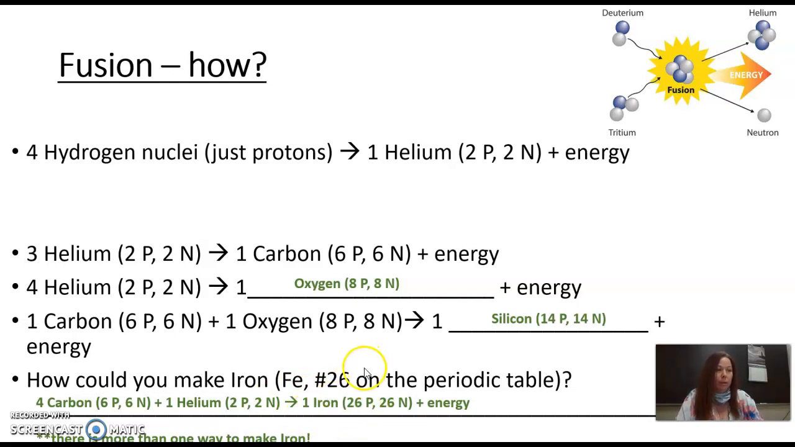Iron, and we'll talk about this later on, and it's been mentioned a little bit already, is what eventually stops the sun from being able to burn its fuel once it releases that energy. But there's definitely more than one way to do it.